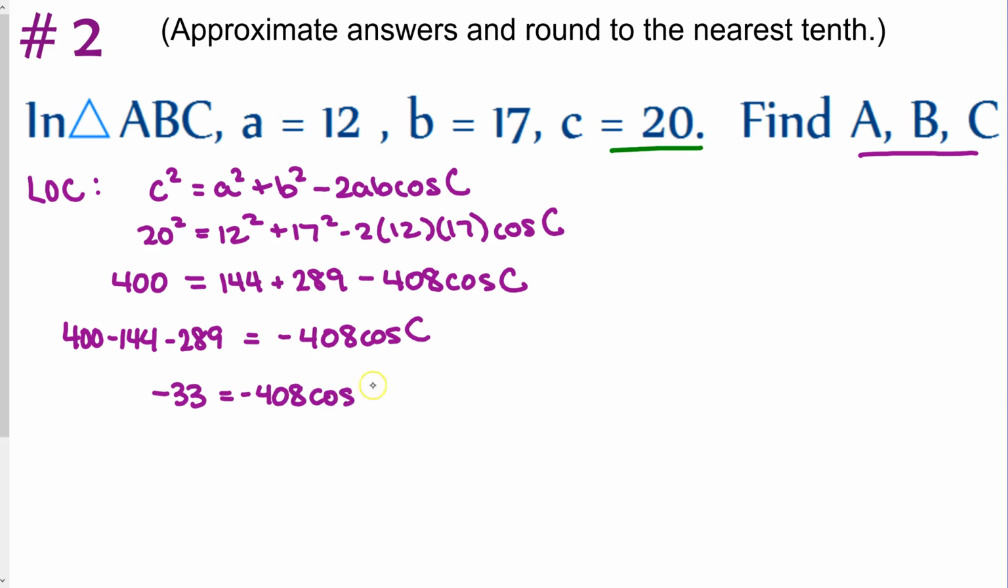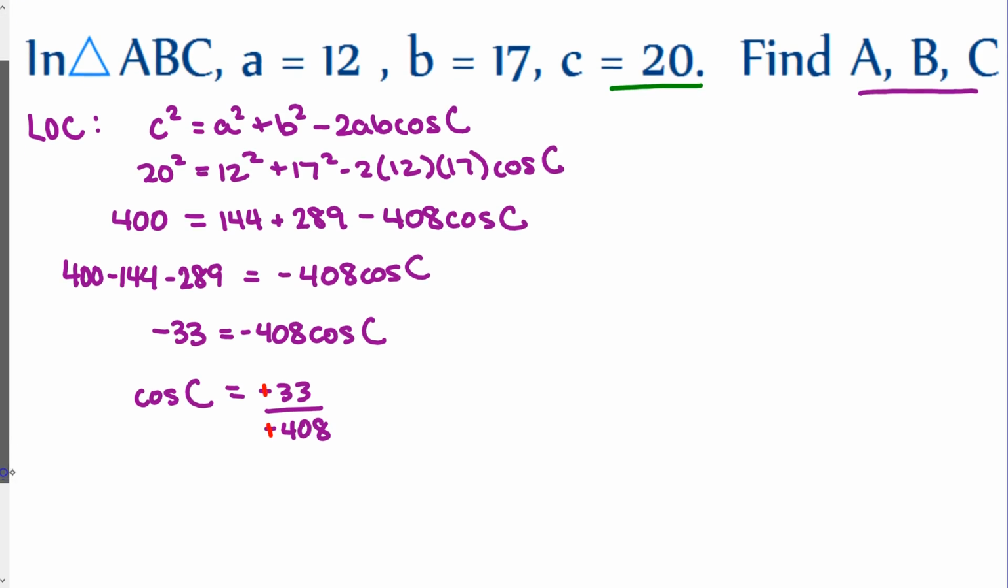Next, let's divide both sides of the equation by negative 408, and I'm just going to rewrite it with the variable on the left because I just kind of like it that way. Now, of course, we don't need negative divided by negative. We can make that positive. But I didn't put it in my calculator yet. I'm just calling it 33 over 408.